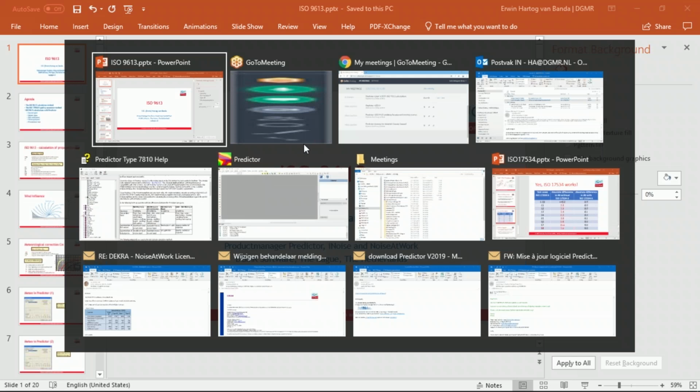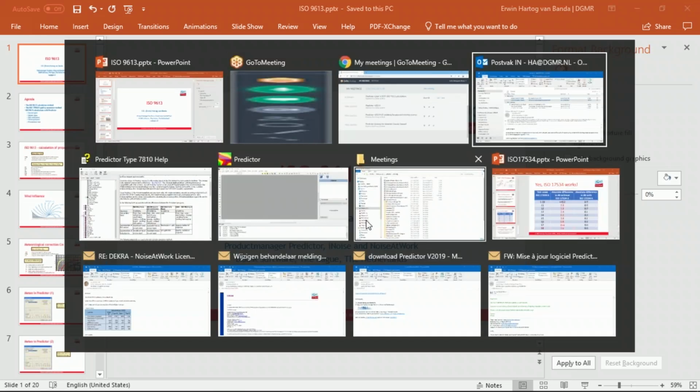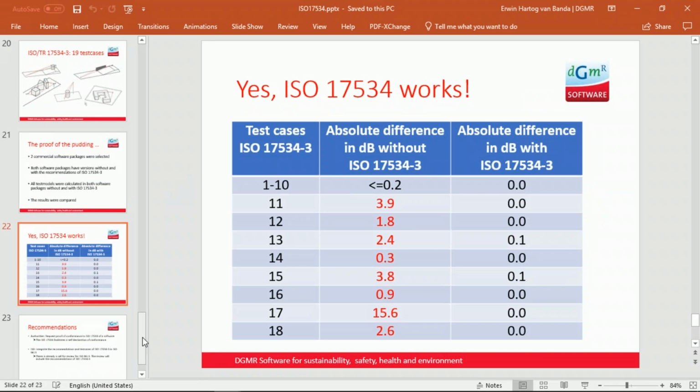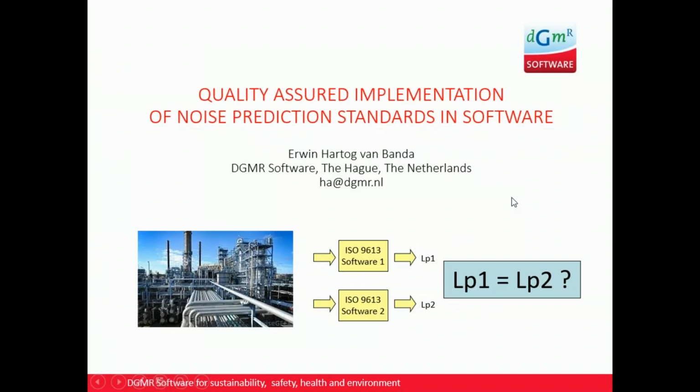The next I want to show you is a little bit, let me see, where's the other one? Here. I will not show you the complete presentation, but I want to point out some highlights of this paper I've been giving at several events around the world. It's about quality assurance of the implementation of noise prediction standards in software, and specifically of the ISO 9613 in software.